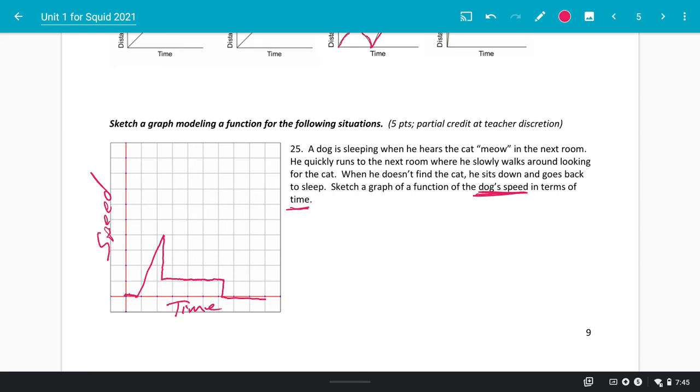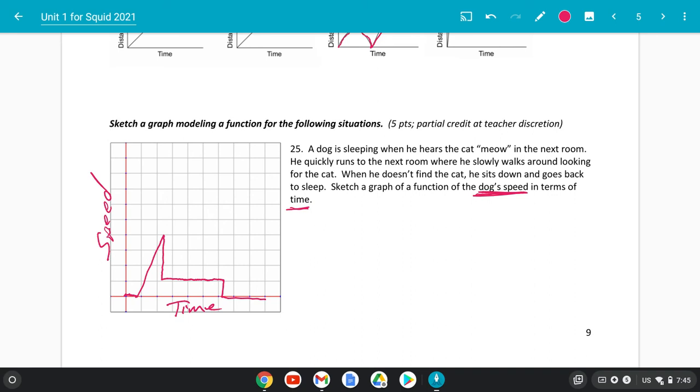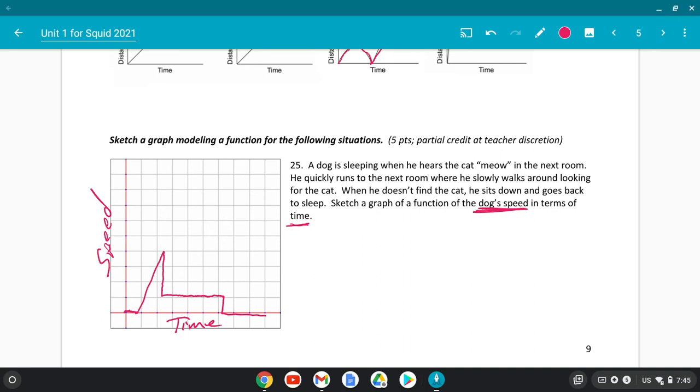Because again, we're talking about speed. It would look totally different if we were talking about distance. We're talking about how fast he goes. He ran once, so his speed was really up, and then he slowed down to a walk, and then he laid back down. So that's what I got.